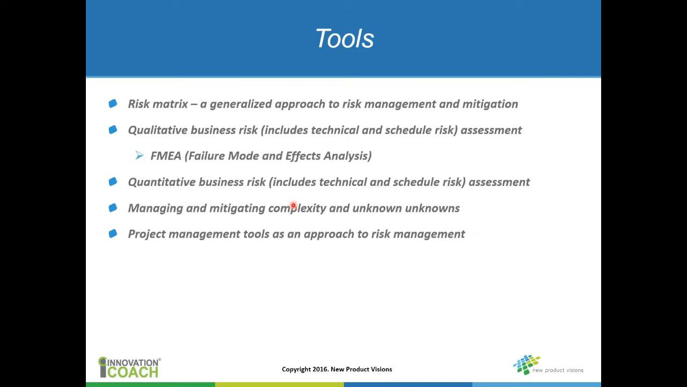So there were a number of tools that we talked about last time. I introduced you to the risk matrix. We'll come back to that today. We talked about some of these qualitative business risk tools, risk lists and so forth, as well as FMEA. I also introduced you to a quantitative business risk tool, the NPD Risk Assessor. But today I want to focus on these last two topics, and we'll talk first about managing and mitigating complexity and unknown unknowns.